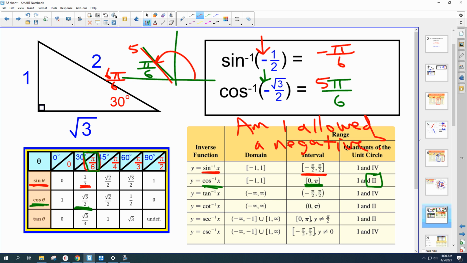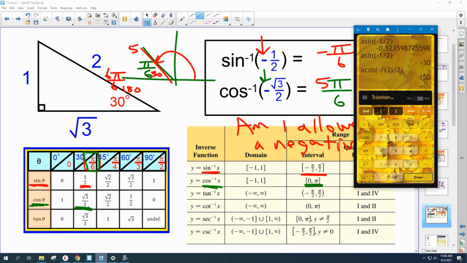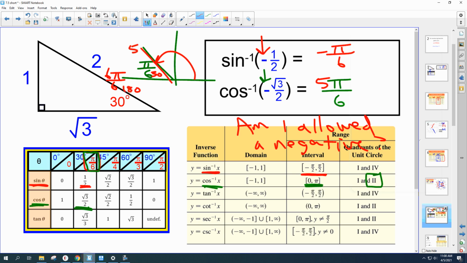This is 5 pi over 6. Or, if you were in degrees, this would be like 30. We'd be 30 before 180, 150. And that's what our calculator told us before, right? That's why it was 150, because it was in the second quadrant. A little bit tricky, but we'll get there.